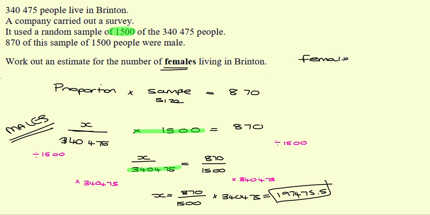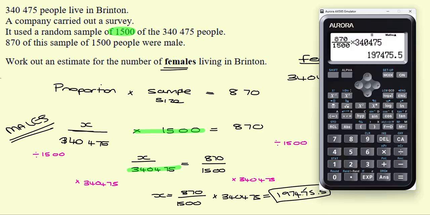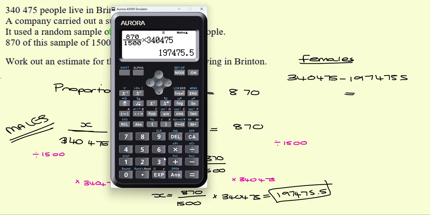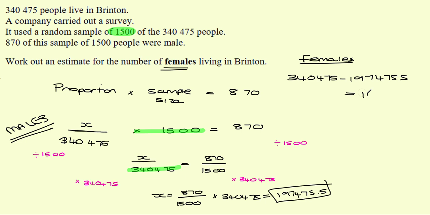So females is going to be equal to 340,475. Subtract that 197,475.5 to give us an answer of 143,000. Okay, so that's your number of females.